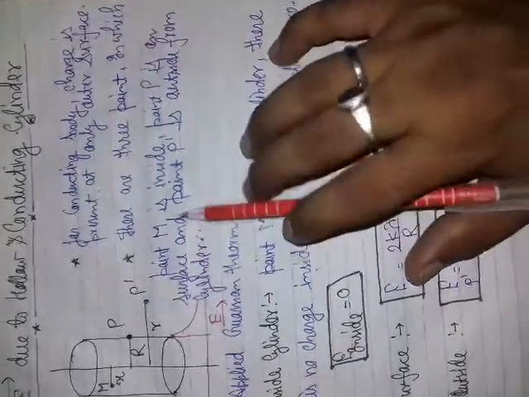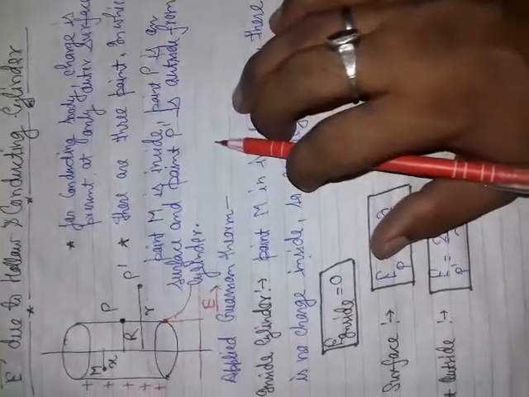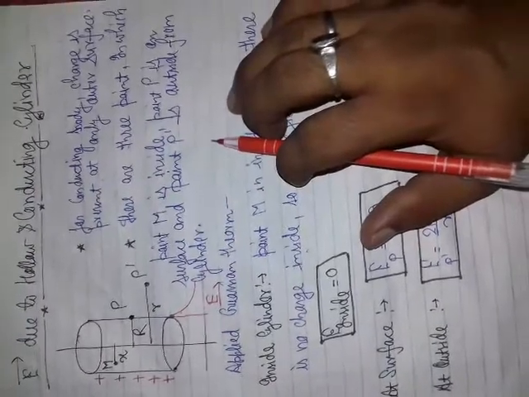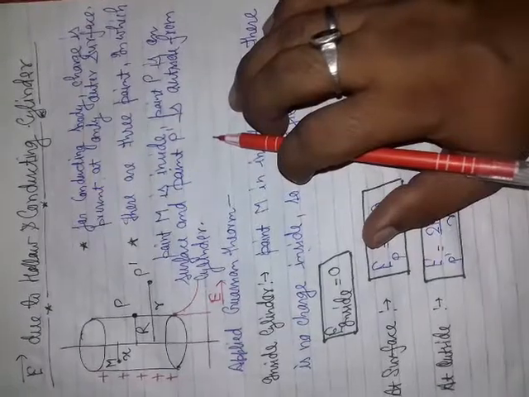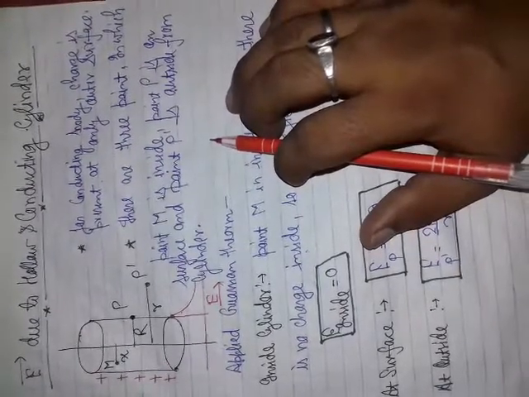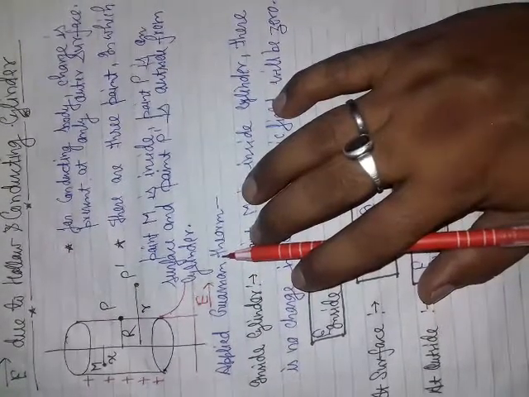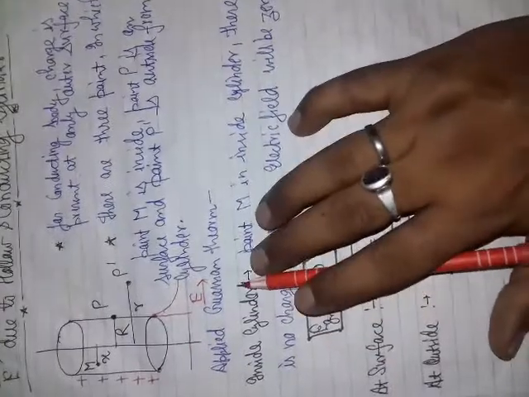These are the three points, in which the point M is inside, point P is on the surface, and point P dash is outside the cylinder, as I already told you. We have to find out the electric field values for these three points, and for that we apply the Gaussian theorem, first for the point inside the cylinder.